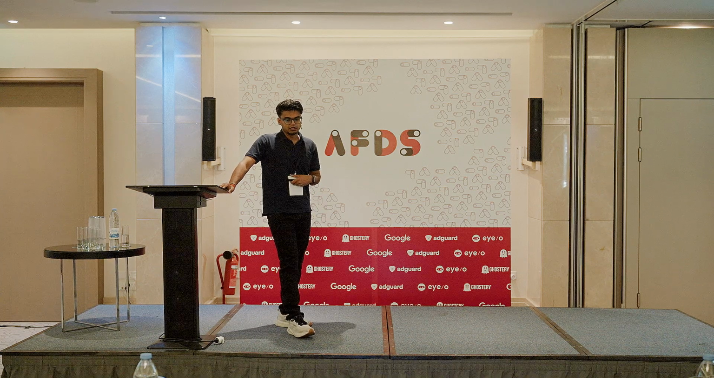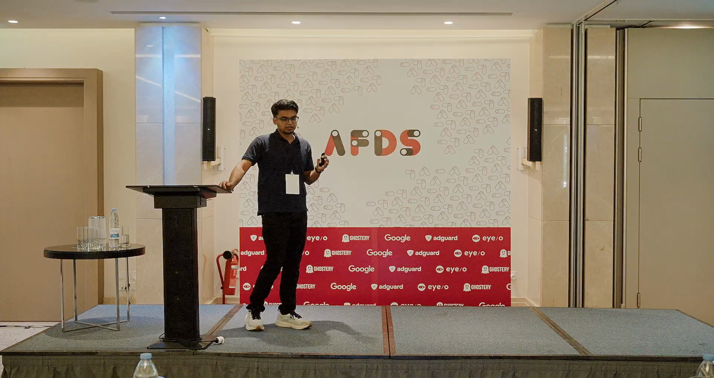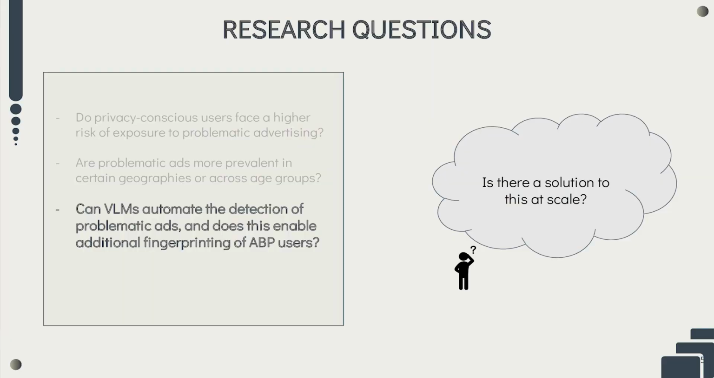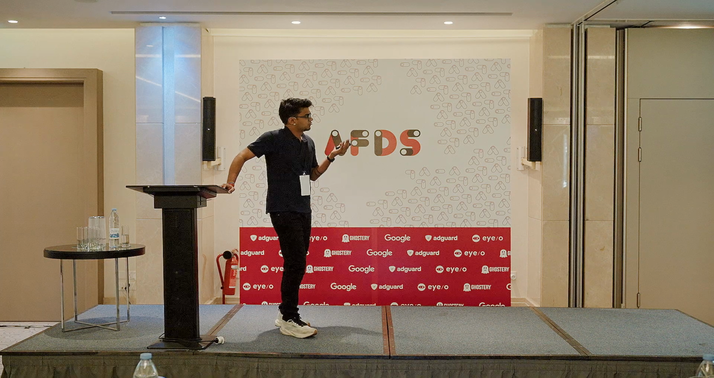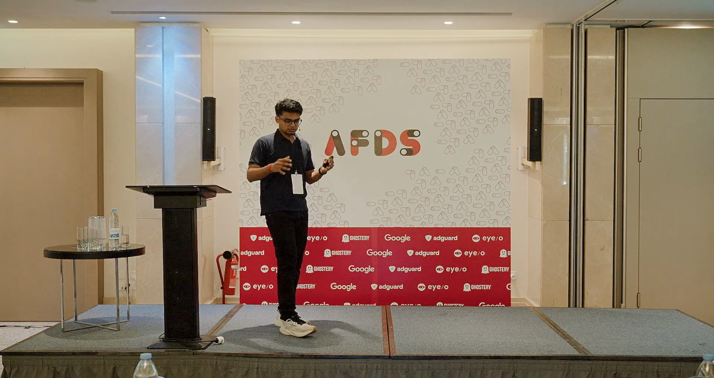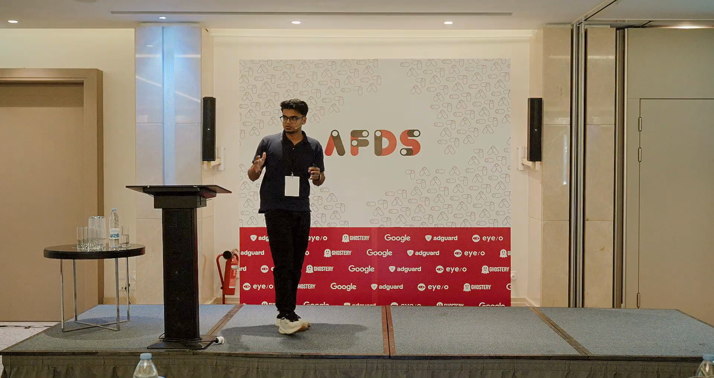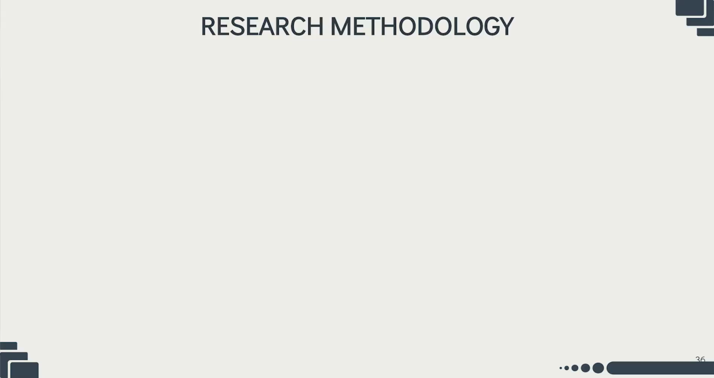And finally, the bigger question is, can we use VLMs to automate the detection of these ads? I'm explicitly using VLMs because we are dealing with image ads. So I want to not just have text-based models, but also models which can ingest images and videos, maybe if everything goes on track.